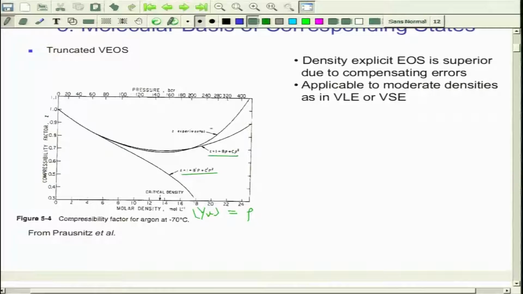Now the one which is based on density is very close to the experimental values, whereas the one which is based on pressure deviates from the experimental value. So the density explicit virial equation of state is superior due to compensating errors. That is something which we are asserting here rather than explaining in detail, but this is a far superior equation of state, better than the pressure one, and it is also applicable to moderate density, as in the case of vapor liquid equilibria or vapor solid equilibria.